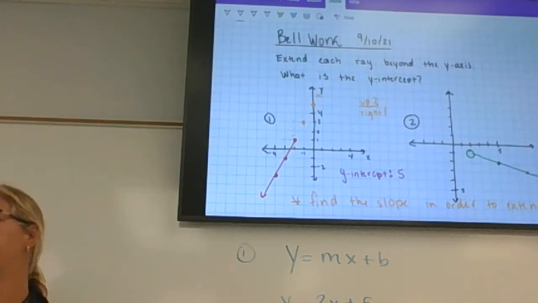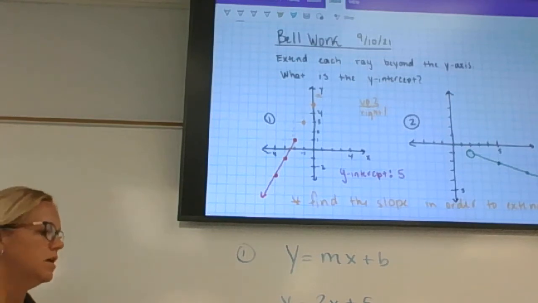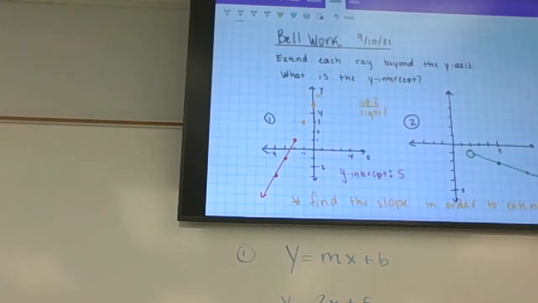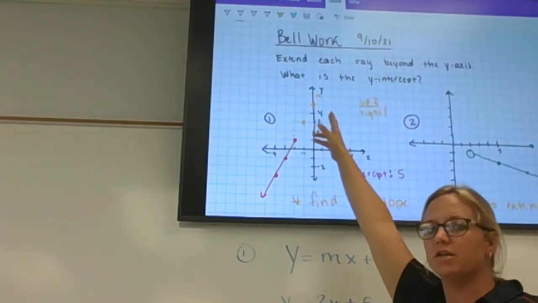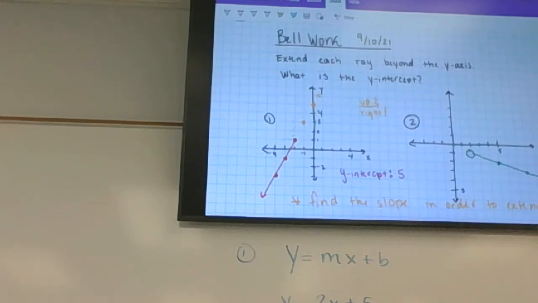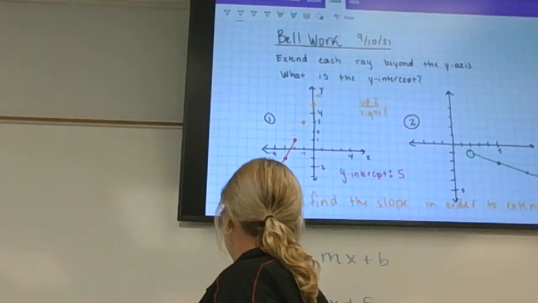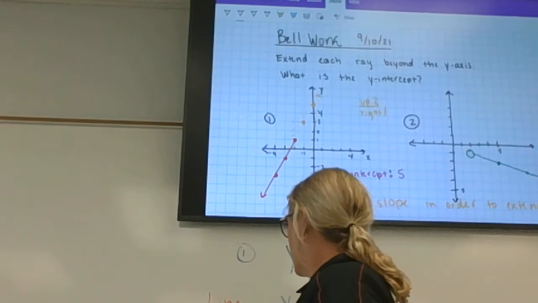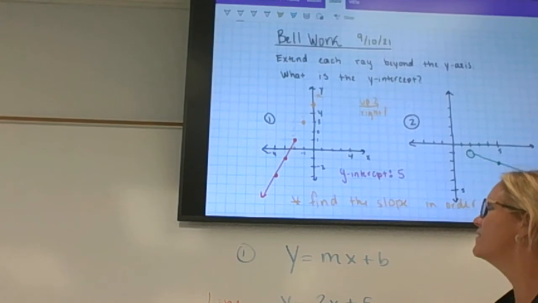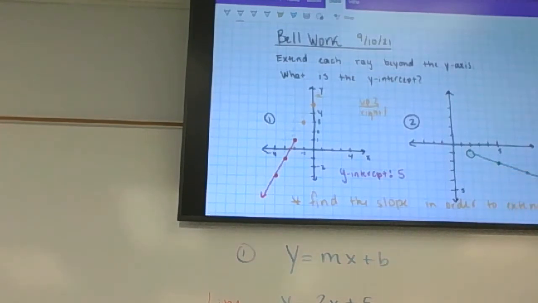So now I want to challenge you to write an equation of the ray. How would we show mathematically that this is a ray, that this actually doesn't go here? How do we show? So this is the line. The ray is y equals 2x plus 5. It would be a negative slope. You got it, Paige?